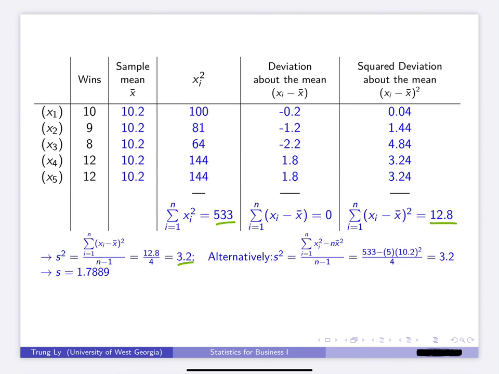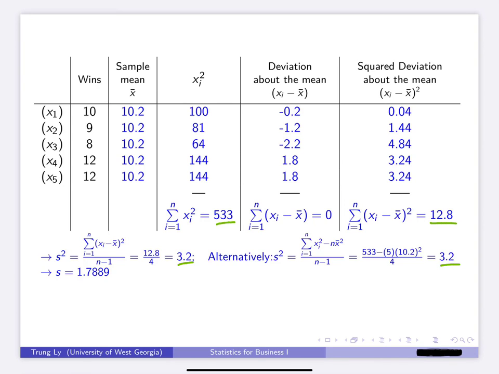Alternatively, if you use the second formula, you're going to take 533 minus 5 times the mean square, divided by 4, that gives you 3.2 as well. So it doesn't matter which formula you use, you should get the same answer for the sample variance.